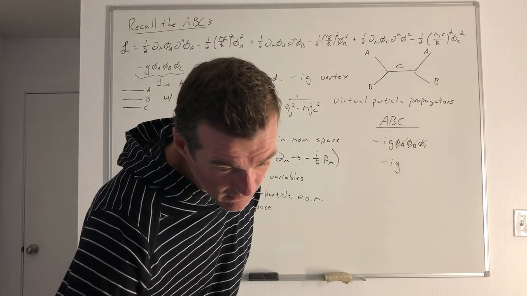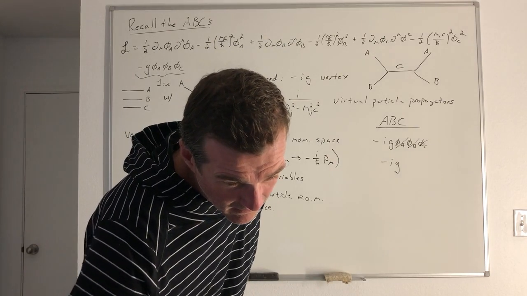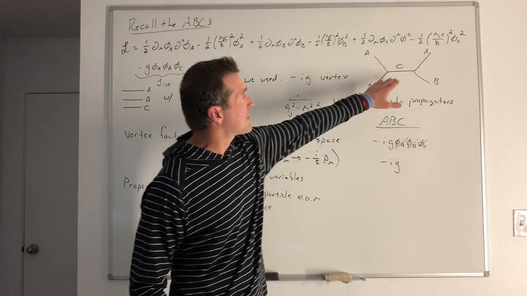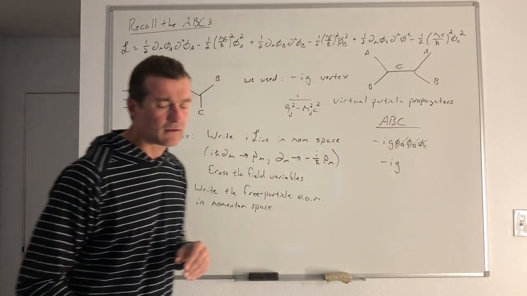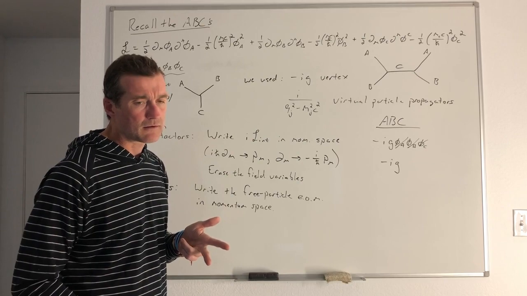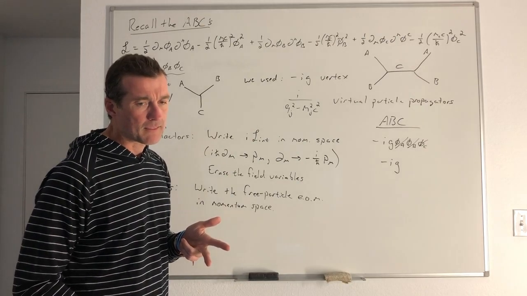Anthony, are you there? I know you're there. Yeah, I'm here. Okay, good. What kind of particle is this? C. Spinor, scalar, or vector? Scalar. Yeah, it's a scalar.